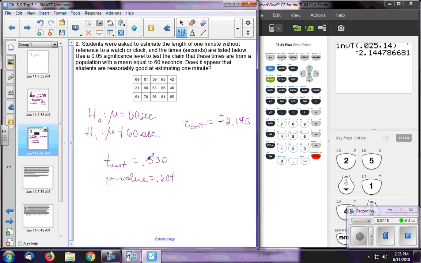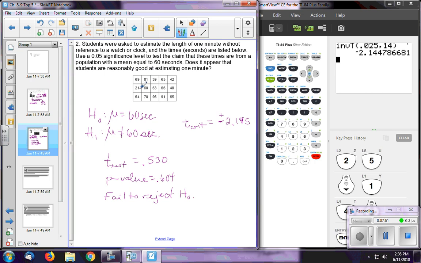We can see that our test statistic is nowhere close to our critical value, which we run into the same issue we had before. We fail to reject our null hypothesis, which is not necessarily a bad thing. In this case, we were looking to see how close students were able to estimate to that actual 60-second mark. Because we fail to reject our null hypothesis, it does in fact imply that students are getting pretty darn close to that 60-second mark. So does it appear that they're reasonably good at estimating 1 minute?